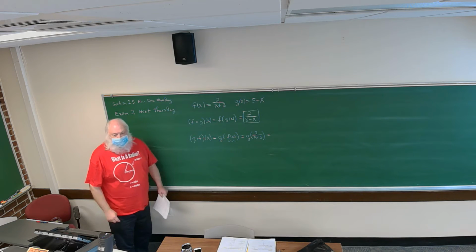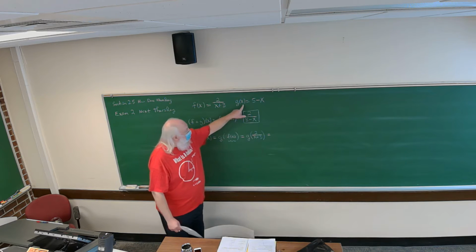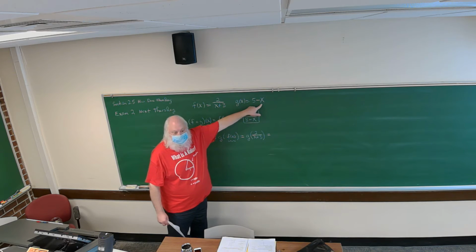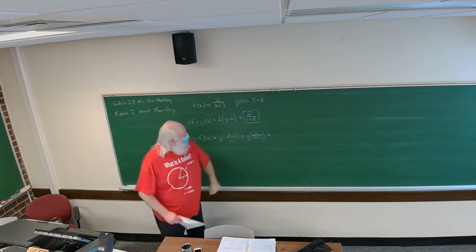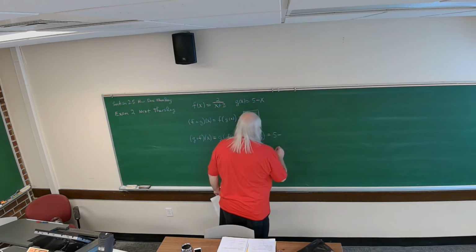Now how do we evaluate g of 2 over x plus 3? Well, we replace x in g of x with 2 over x plus 3. And we have 5 minus 2 over x plus 3.